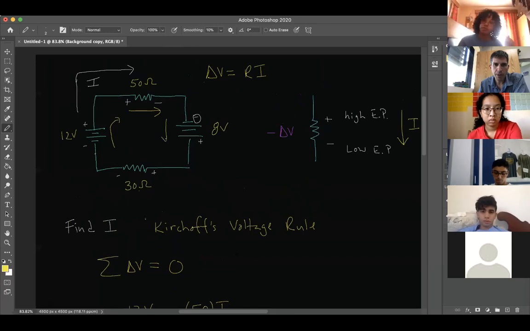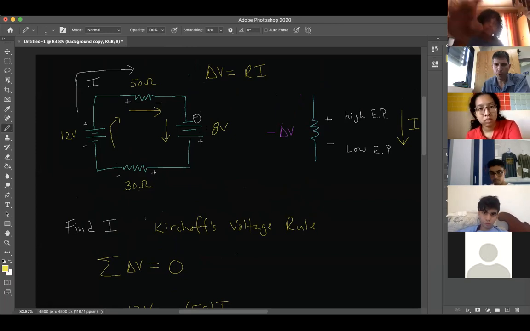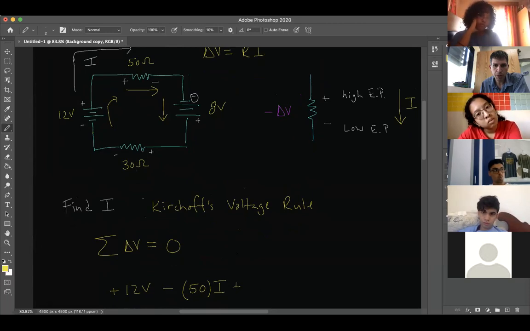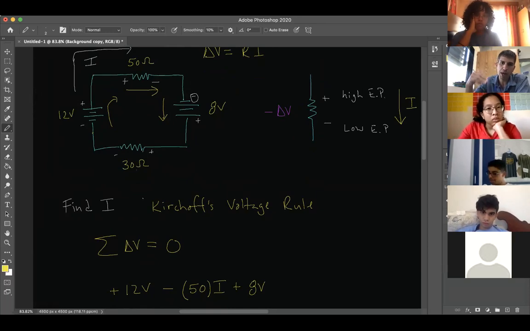And then I'm going to have the current, still have one current. It's going to flow from negative to positive. So this one should be a voltage increase. We're gaining voltage, so plus 8 volts, because we're going from the lower voltage to the higher voltage. That's what the battery does. The battery increases the energy of the circuit. So it's going to take a low energy electron or low energy charge and increase its energy by 8 volts.